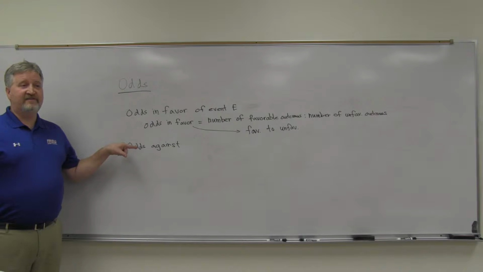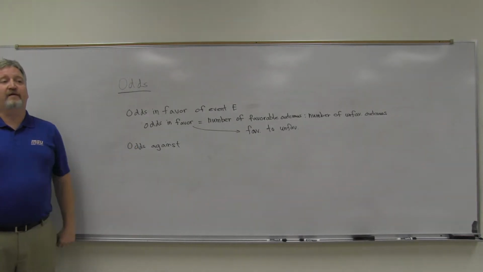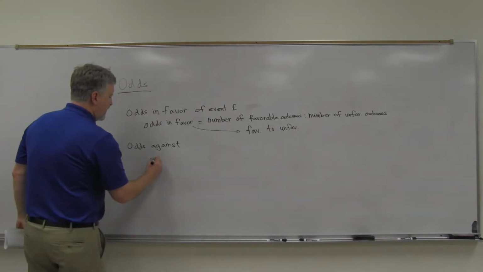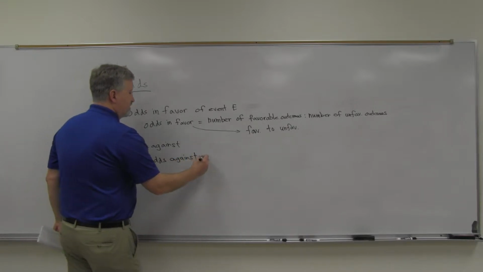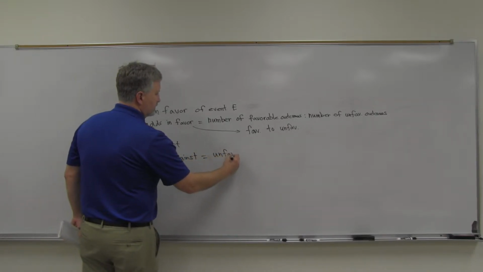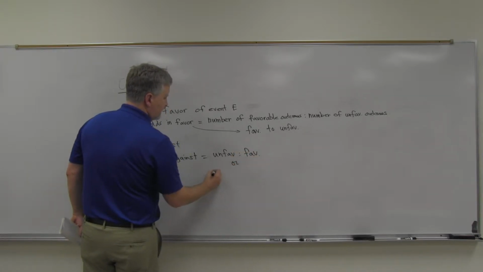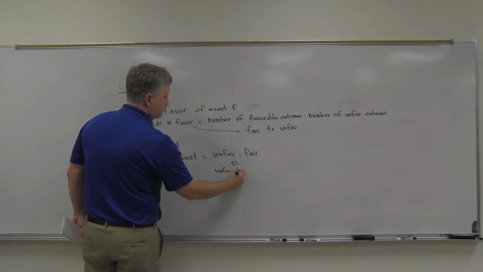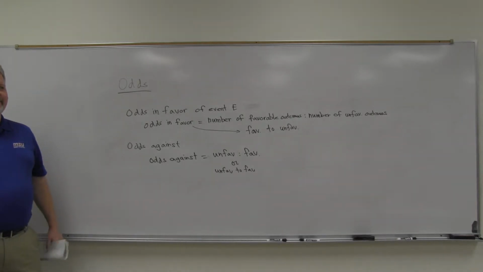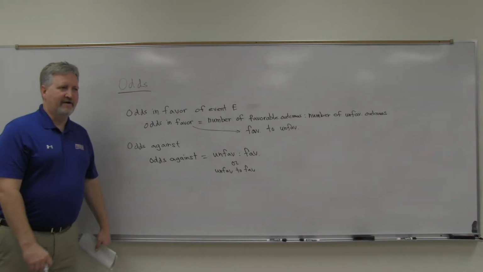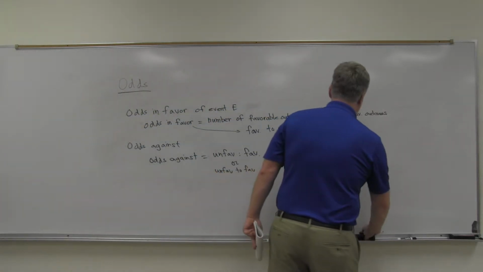Now, the odds against. The only difference between odds in favor and odds against is that those two things are flip-flopped. So the odds against are the unfavorable colon the favorable, or unfavorable to favorable. So it's just flip-flopped. You just flip-flop those two numbers. All right. So with that in mind, let's take a look at some examples here.